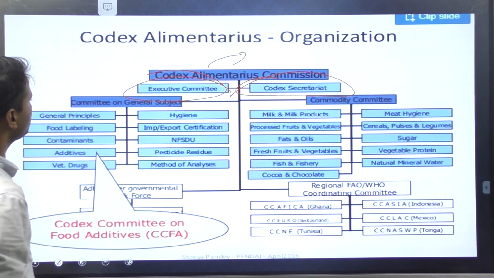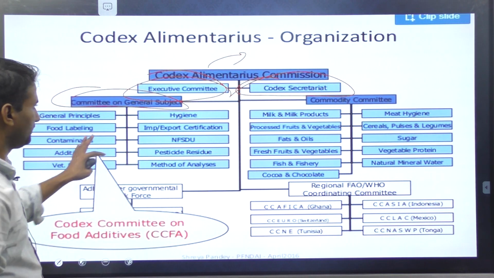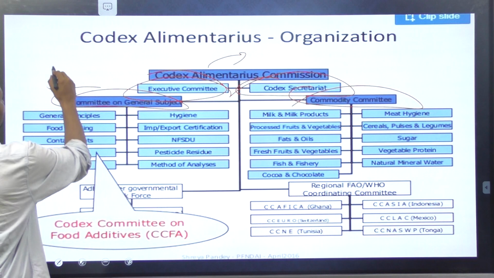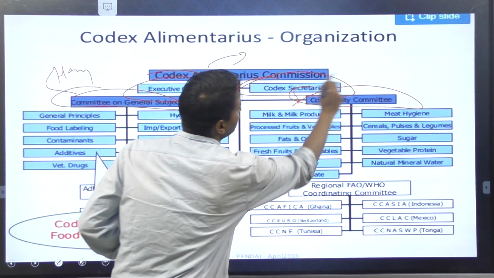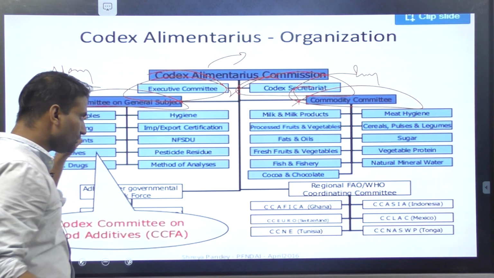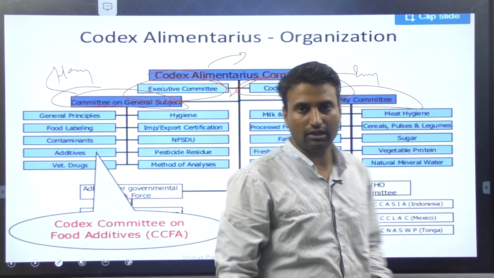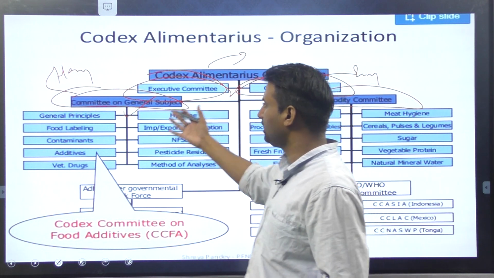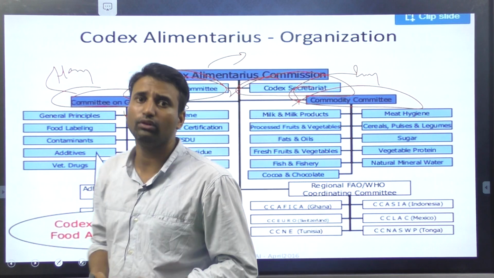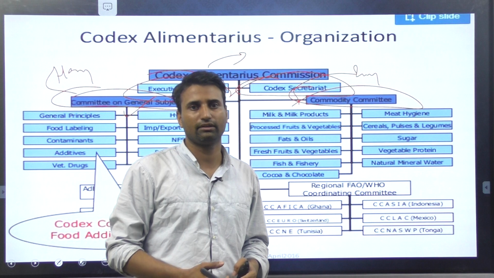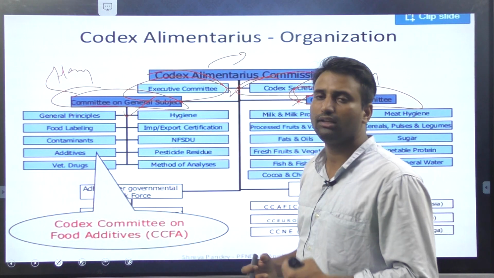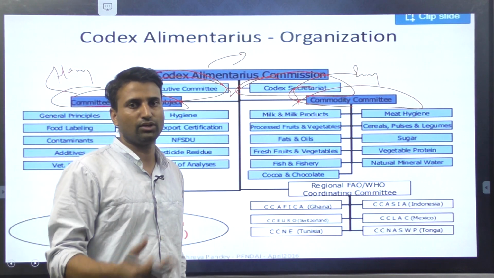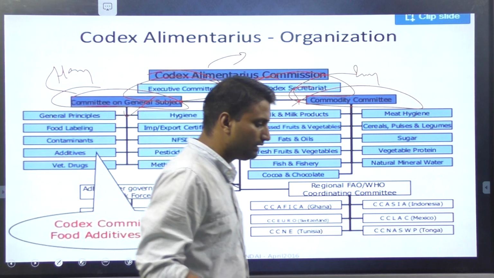Okay, so in the executive committee you will find the committee on general subjects, and there is a committee on commodities. The general subjects committee comes under the horizontal committee, and the commodity committee is going to be your vertical committee. So, horizontal and vertical committees. Now let's try to understand what exactly the committee on general subjects is. As the name suggests, it consists of general subjects which are more oriented towards good hygiene practice, good manufacturing practice, and certain policies and things which come under sanitary and phytosanitary matters. So let's try to understand one by one.